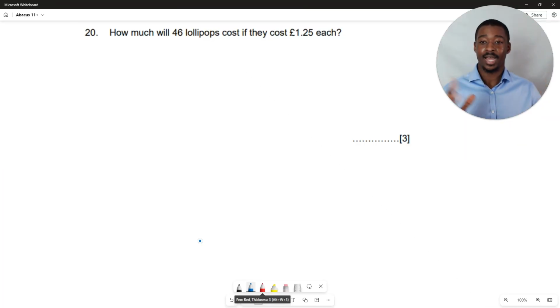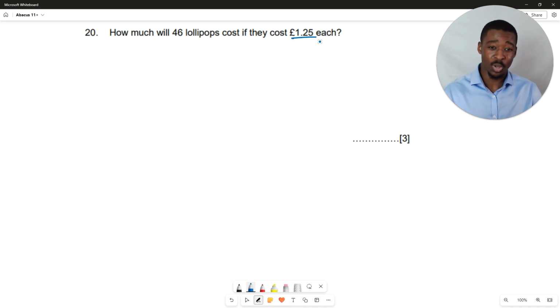So now for this question, how much will 46 lollipops cost if they cost £1.25 each? So here we have simple multiplication. We have £1.25 multiplied by 46. So the first step to make this easier for ourselves is to convert £1.25 into a number that's more manageable when it comes to multiplication. And that would be 125 pence, or simply 125.